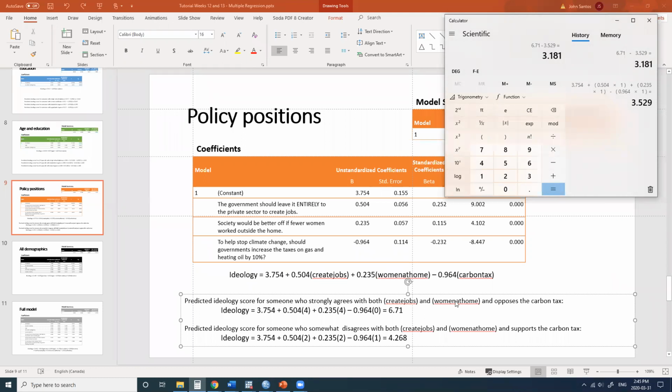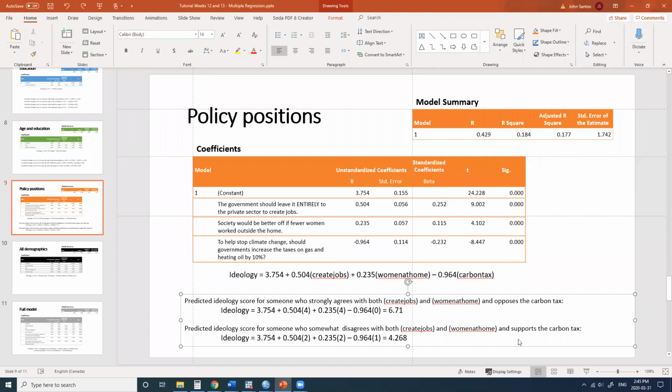And similarly, the second scenario that I have here is the predicted ideology score for someone who somewhat disagrees with both creating jobs and women at home and supports the carbon tax, right? So, some conflicting positions, or at least positions that are in tension with each other. To disagree with leaving job creation to the private sector and to disagree with traditional gender roles suggests a bit of a progressive position, but not the most progressive position.